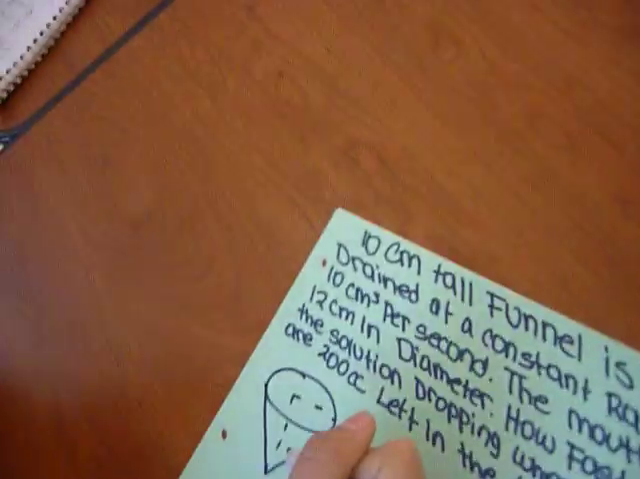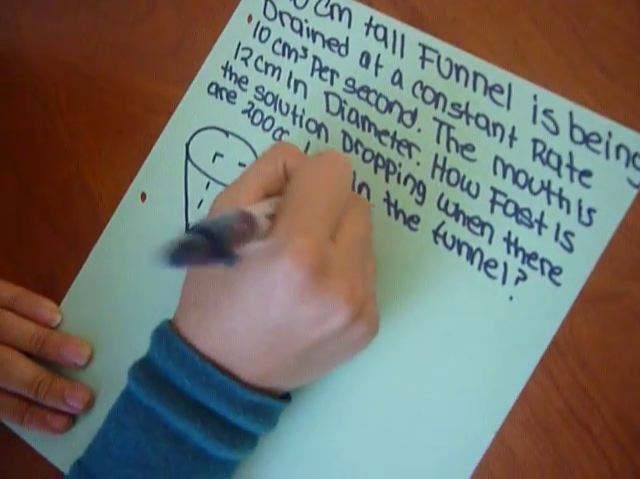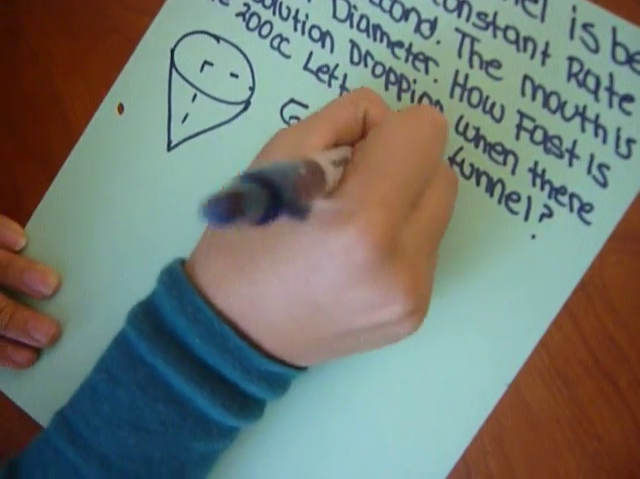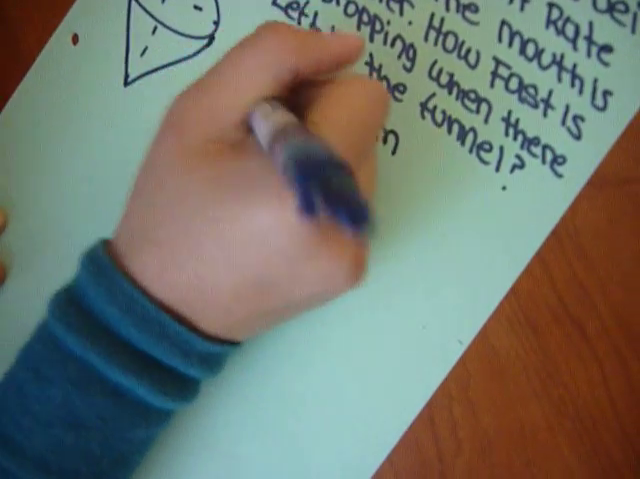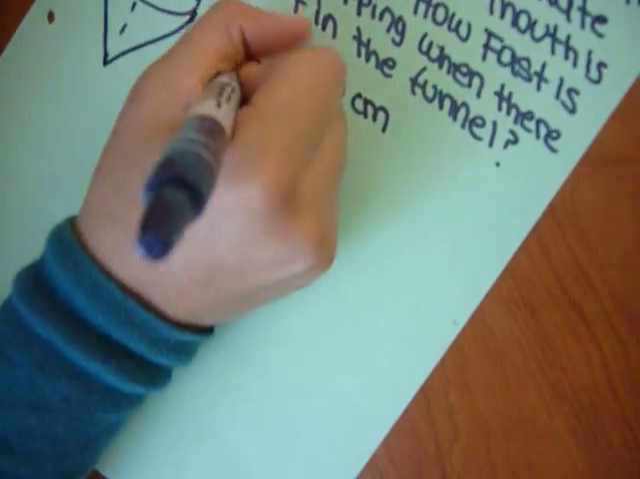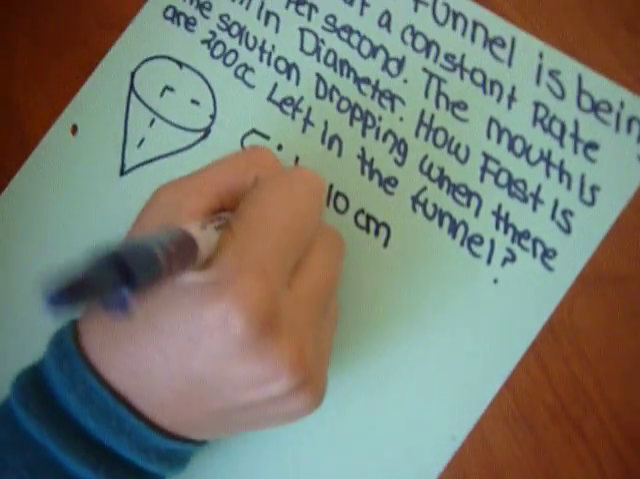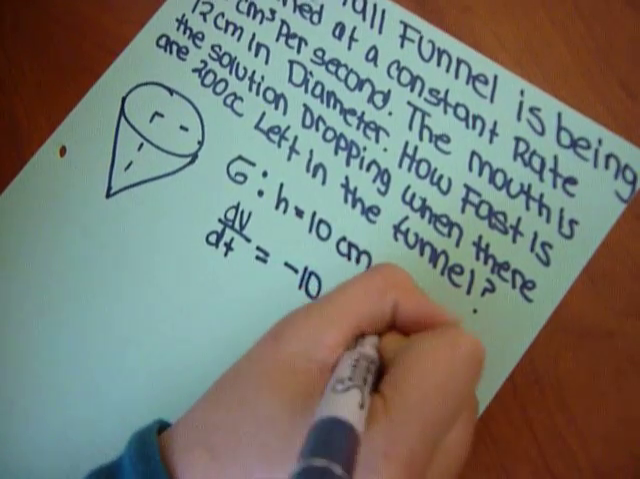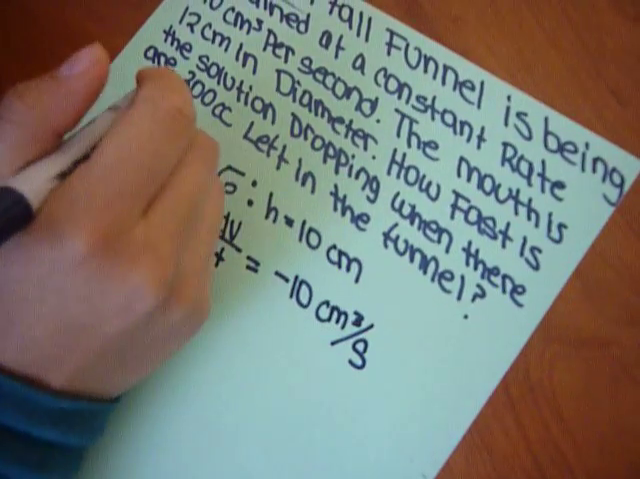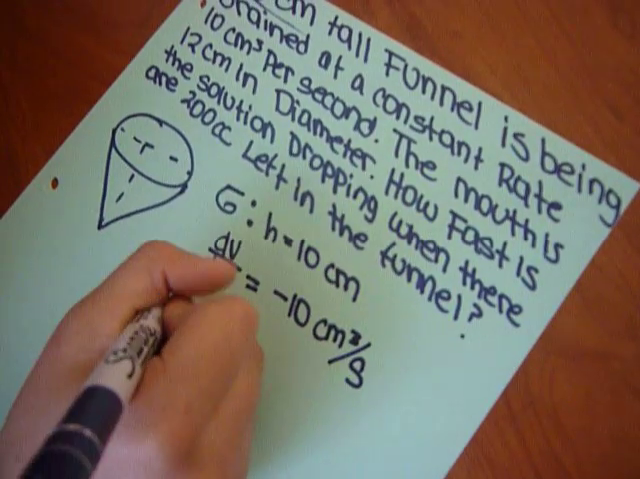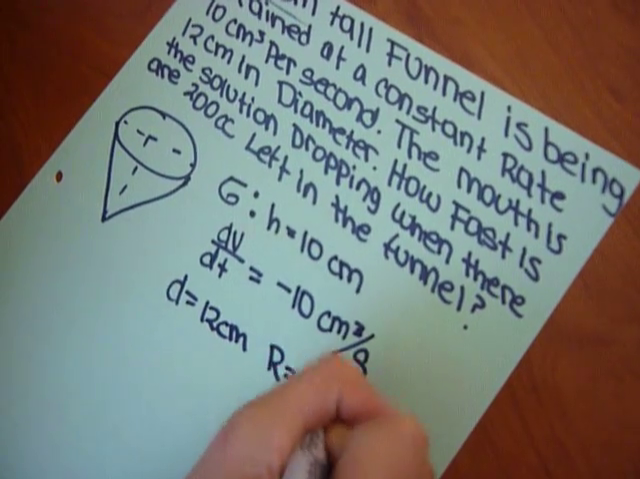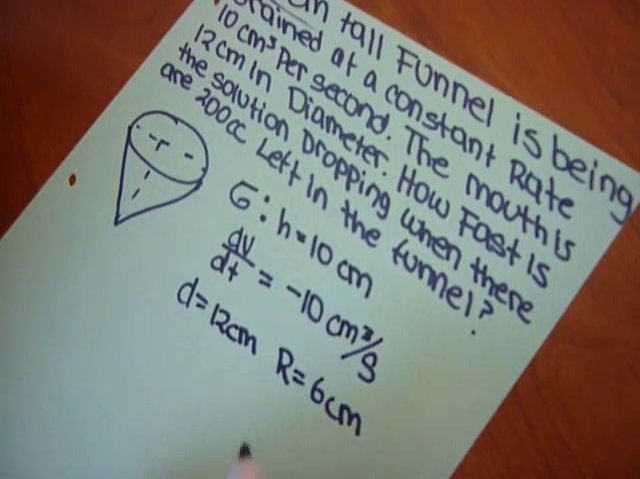Okay, and we'll label all our givens. So we're given that the height of the funnel is 10 centimeters. A 10 centimeter tall funnel is being drained at a constant rate, which means the volume is dropping, dV over dt, and since it's being drained, it's going to be negative 10 centimeters cubed per second. And the mouth is 12 centimeters in diameter. So if the diameter is 12 centimeters, then the radius is 6 centimeters. 6 plus 6 is 12.